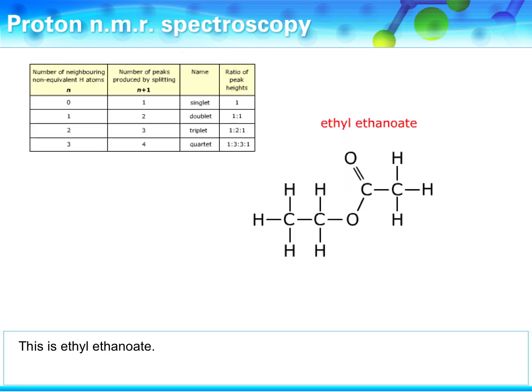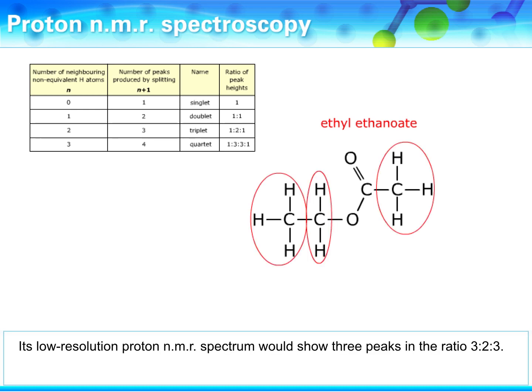Let's now look at a molecule of ethyl ethanoate, a typical ester, and let's predict its spectrum. On a low resolution spectrum, we would expect to see 3 peaks in the ratio of 3 to 2 to 3 because there are 3 non-equivalent hydrogen environments. But how would it split?